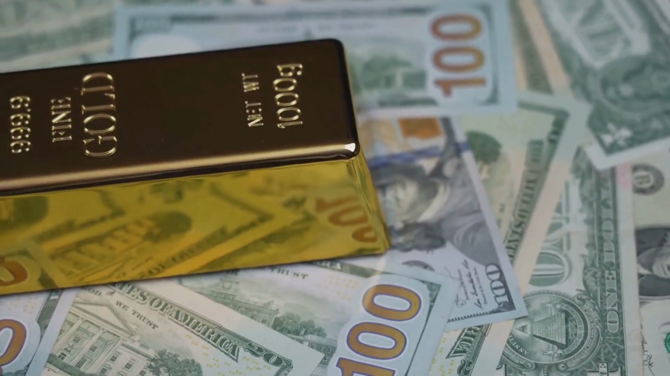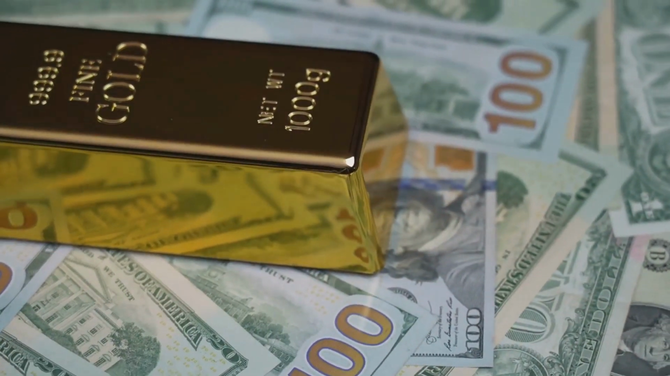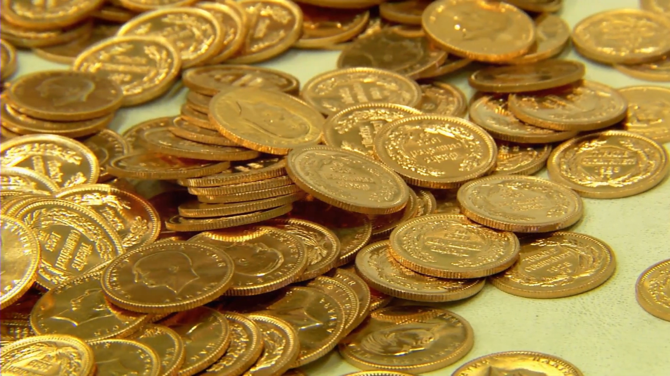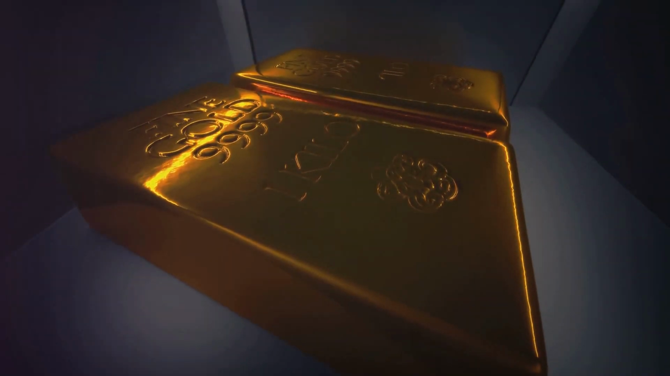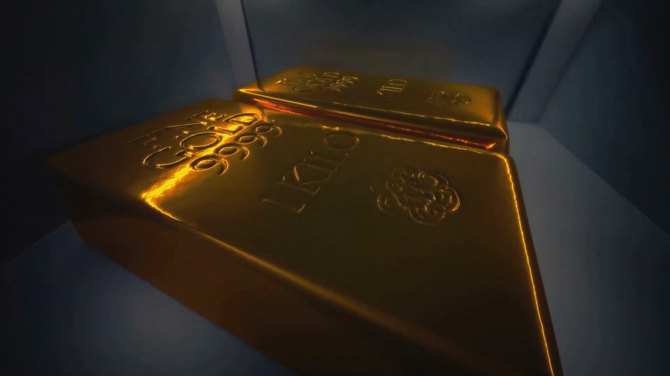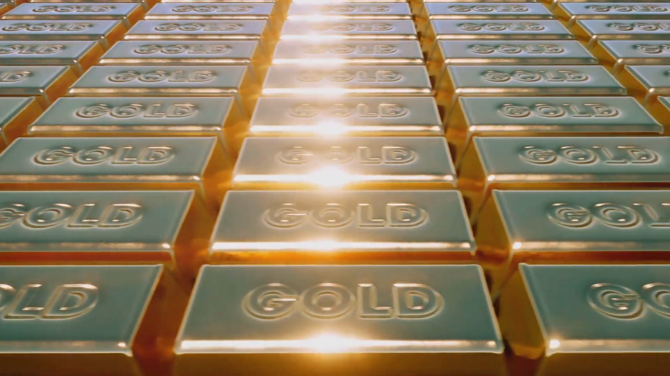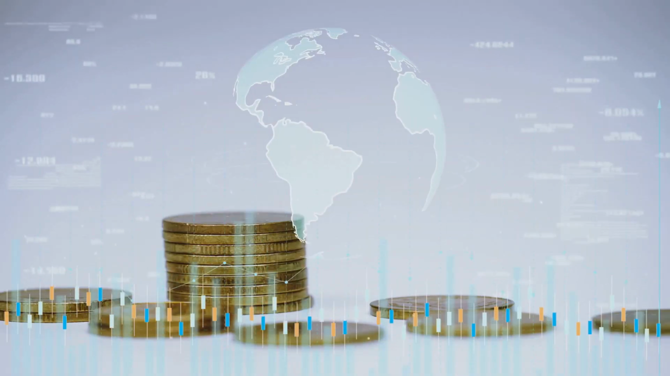The mechanics of the gold standard were straightforward. Each country defined its currency by a fixed weight of gold. The US dollar was pegged at $20.67 per ounce. This allowed paper dollars to be exchanged for gold. Convertibility was the system's cornerstone. It kept exchange rates stable.